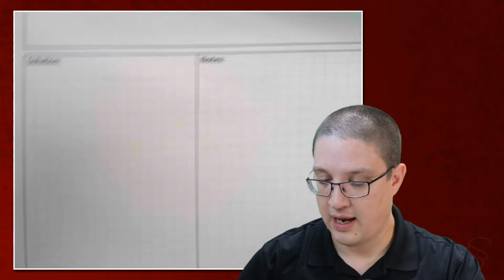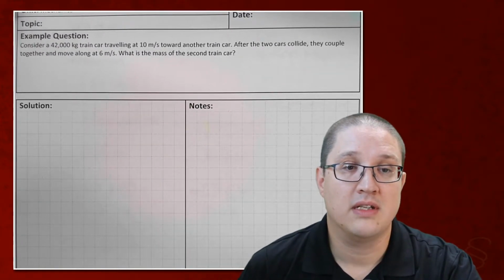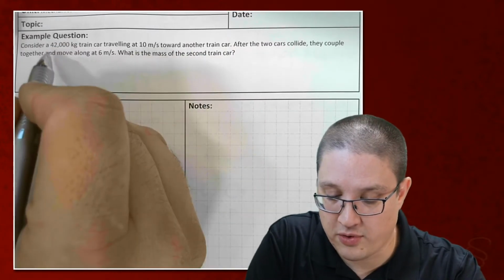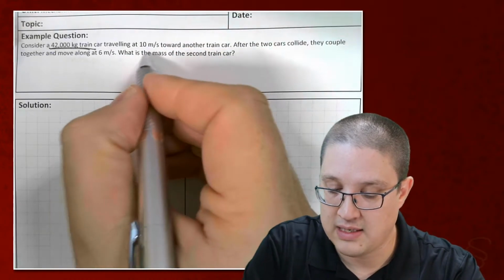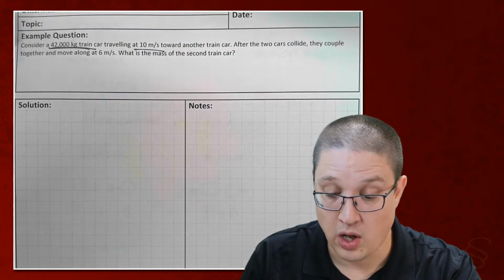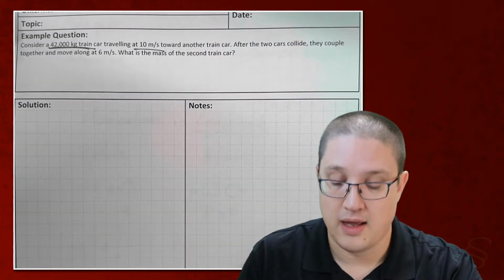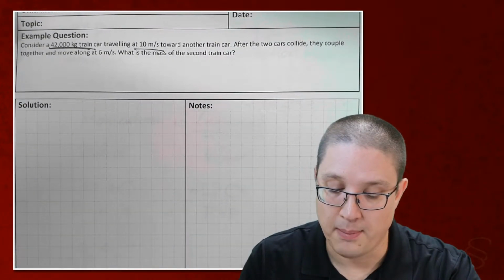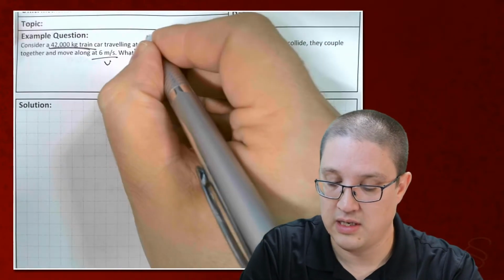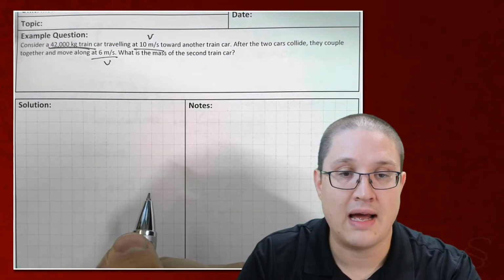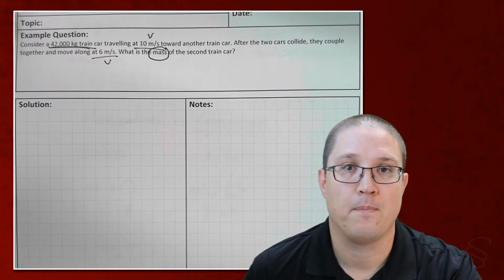Let's take a look here at an example on how this works out. In this case, I have a 42,000 kilogram train car, so there's a mass, traveling at 10 meters per second. There's another velocity towards another train car. After the two cars collide, they couple together and move along at 6 meters per second. So I've got another velocity there. What is the mass of the second train car? So I'm asking for a mass here.